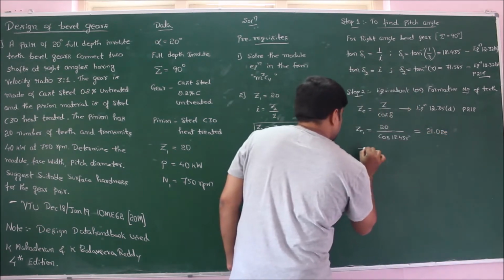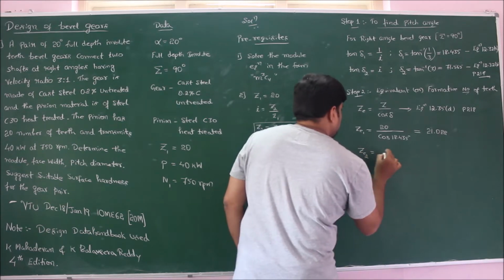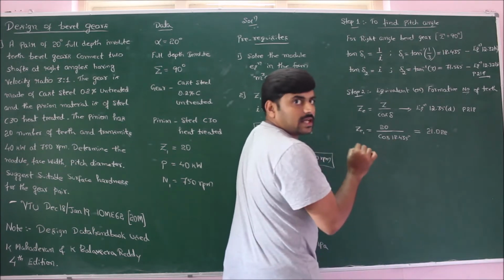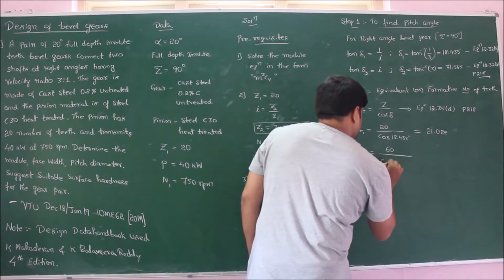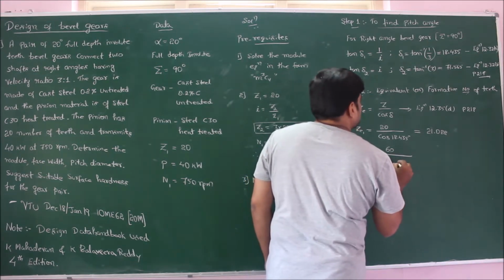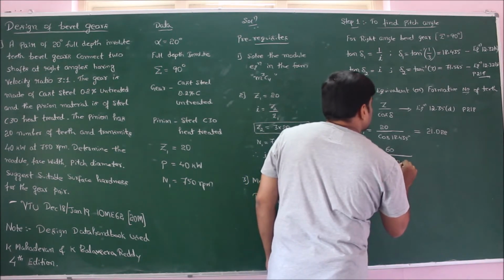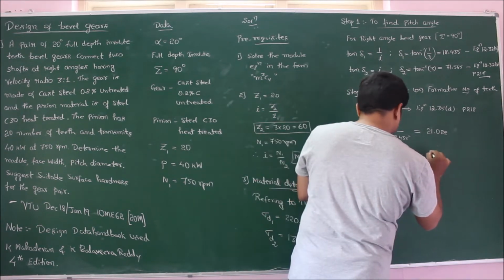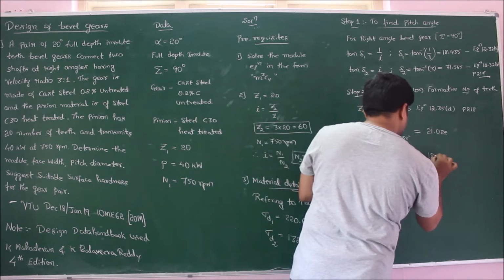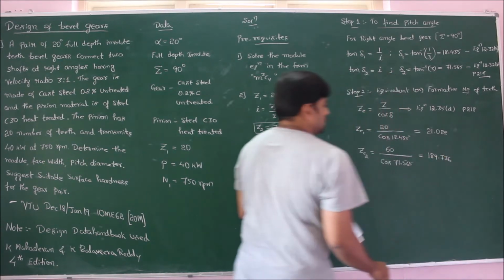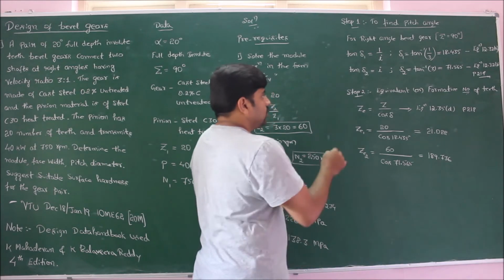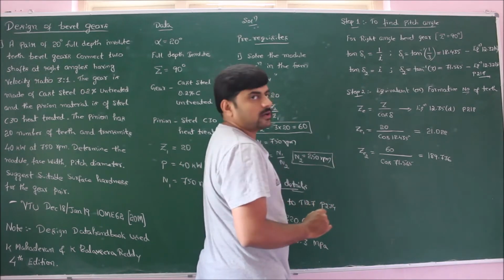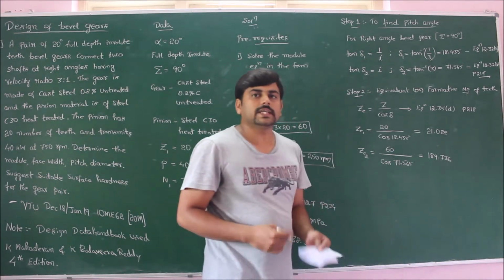Similarly, finding the equivalent number of teeth on gear, the number of teeth on gear is 16. The pitch cone angle of gear is 71.565, in which I will get Z equivalent to as 189.736 teeth. Once you find out the equivalent or formative number of teeth, now we can find the Lewis form factor.